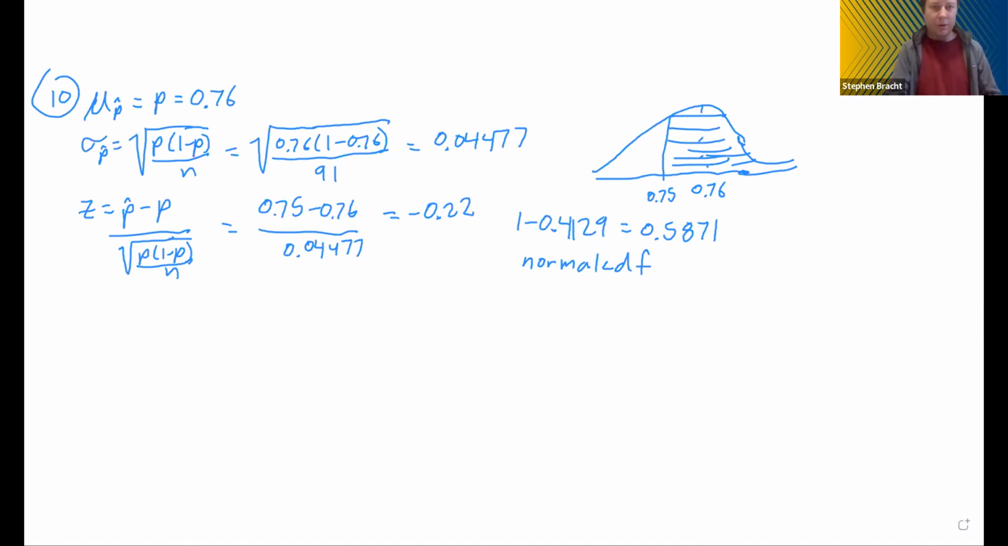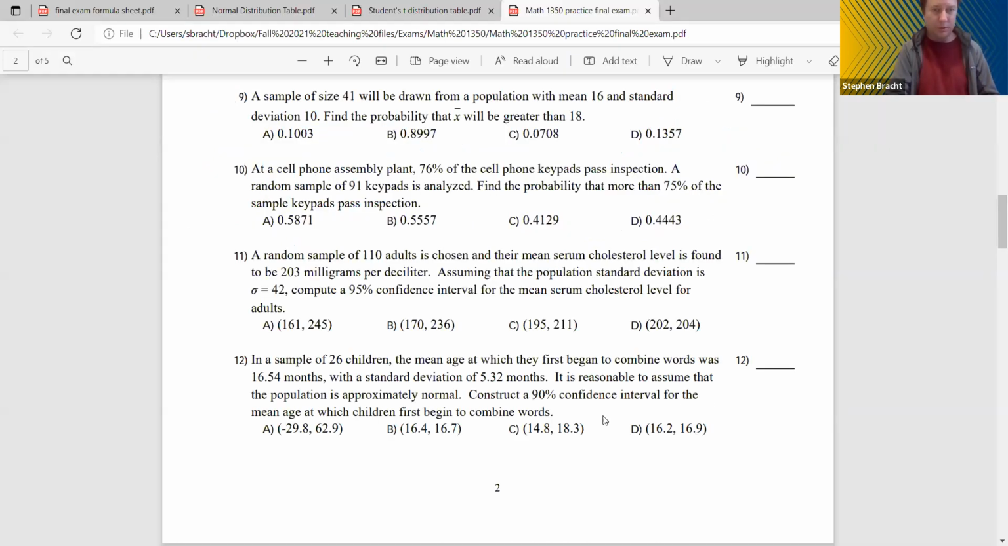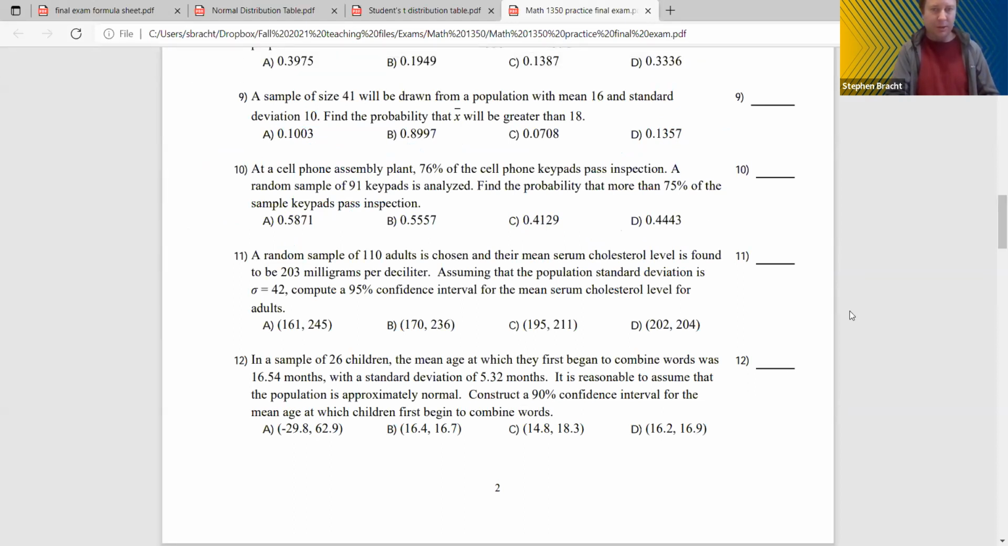So now we're going to start going over some problems that deal with confidence intervals. We're down to number 11 here. A random sample of 110 adults is chosen, and their mean serum cholesterol level is found to be 203 milligrams per deciliter. Assuming that the population standard deviation is sigma equals 42, compute a 95% confidence interval for the mean serum cholesterol level for adults.